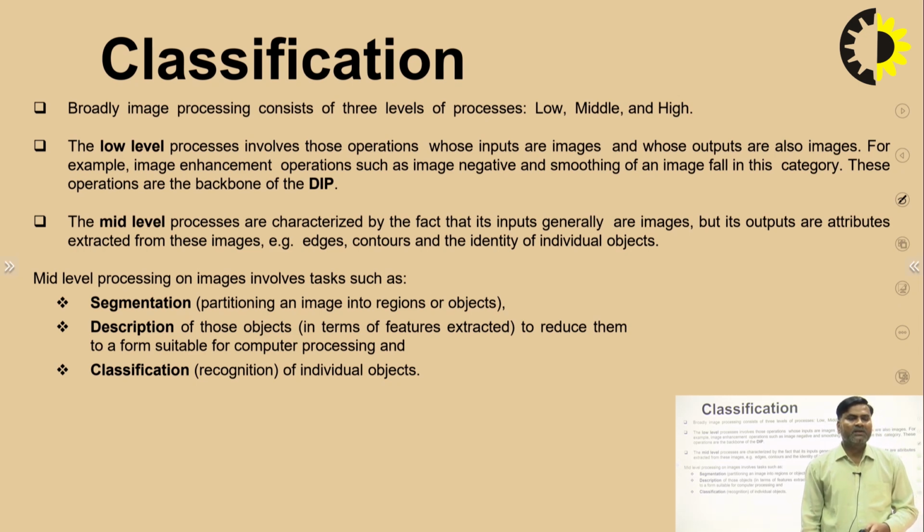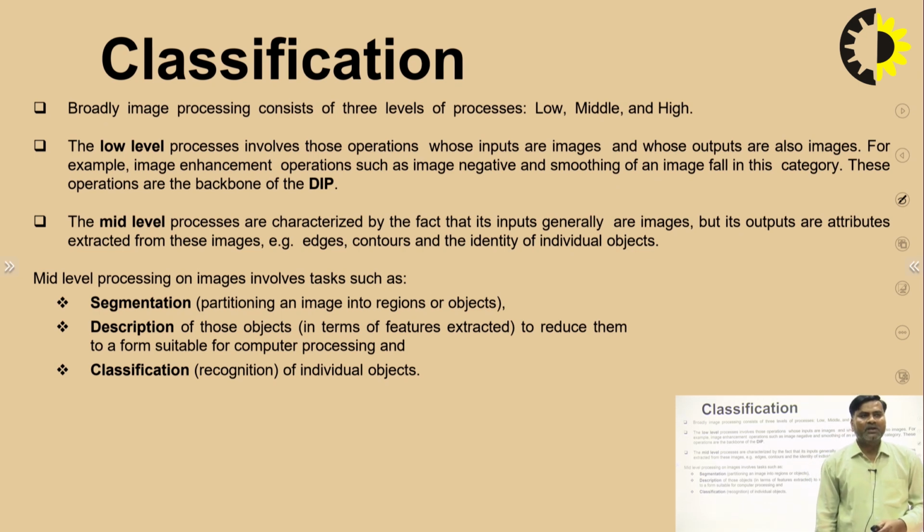In the spatial domain, we work by direct manipulation of the pixels. In the frequency domain, we first take the Fourier transform of the input image, then process it, and after that take the inverse Fourier transform, and the enhanced image is shown. Operations such as image negative and smoothing fall in this category, and these operations are the backbone of digital image processing, DIP.